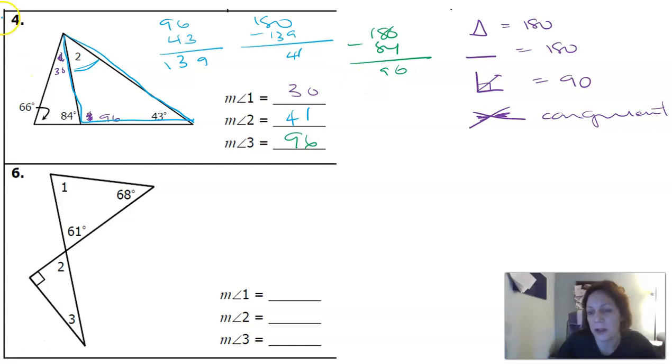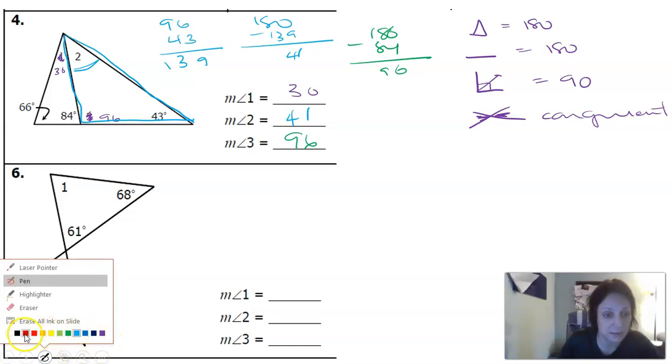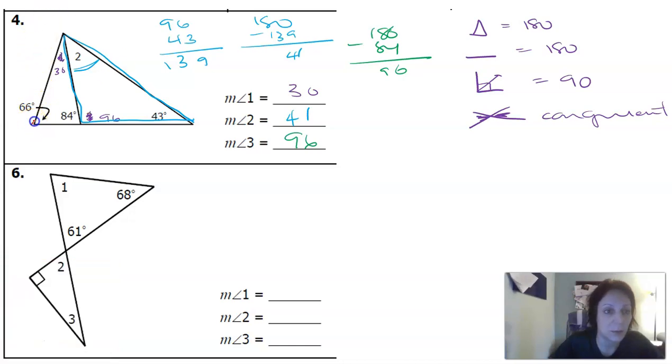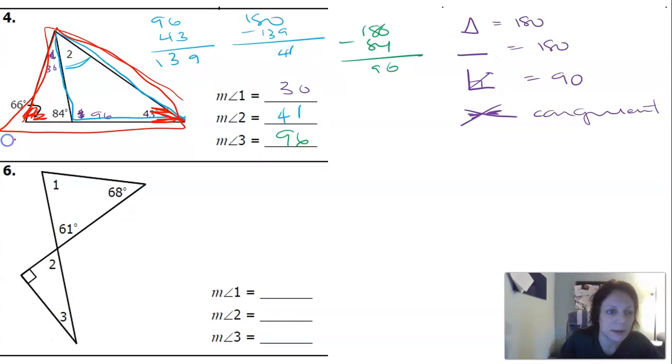But somebody else might come along and say, you know what I see? I see this really big, one big triangle around the outside. And if they see that, then they say, okay, so it has this angle here that's 66, and this angle here that's 43. So 66 and 43 is 109. And then they say, okay, so this whole big angle up top here has to be 71.